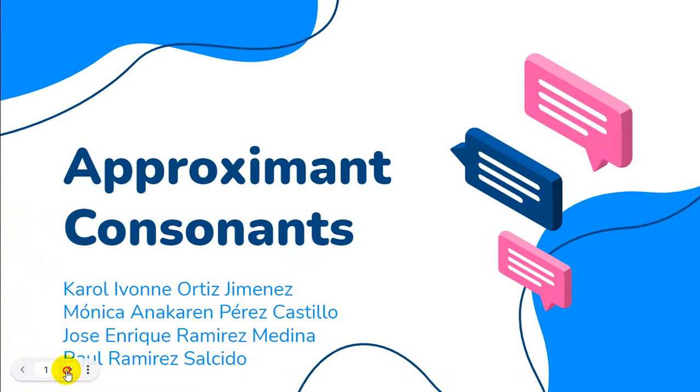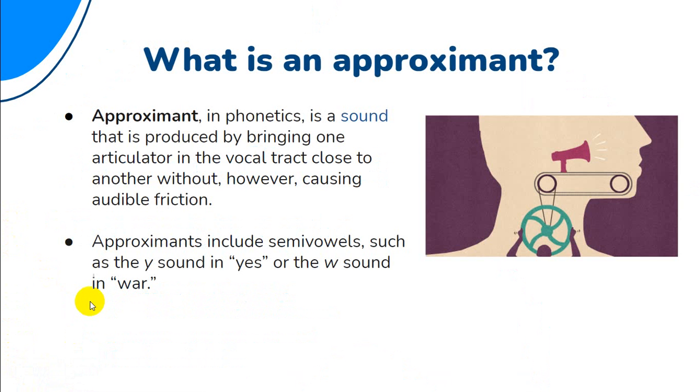Approximant consonants. What is an approximant? An approximant in phonetics is a sound that is produced by bringing one articulator in the vocal tract close to another without, however, causing audible friction. Approximants include semi-vowels such as the Y sound in yes or the W sound in war.